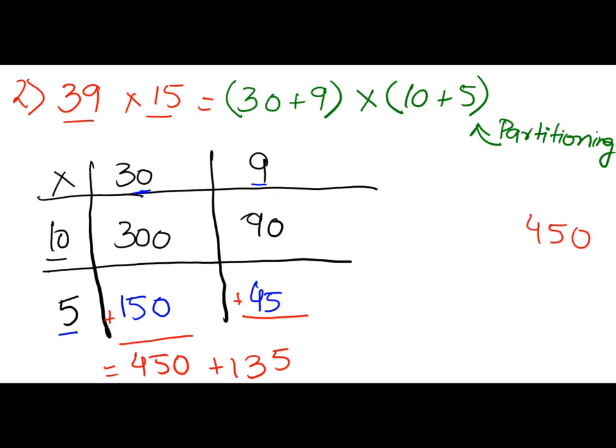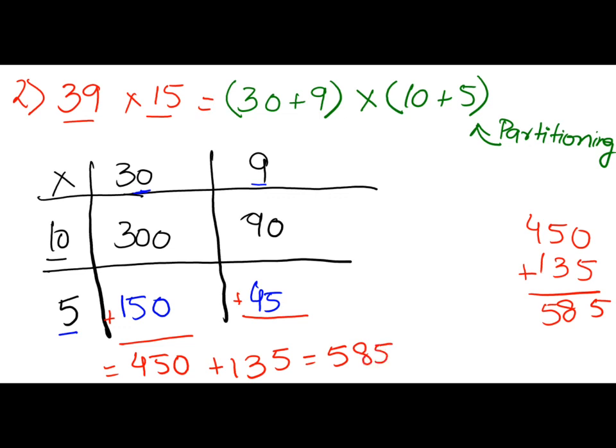These two values must be added together: 450 and 135. So it is 5, 8 and 5. So our answer here is 585.